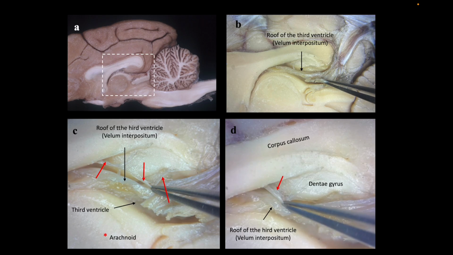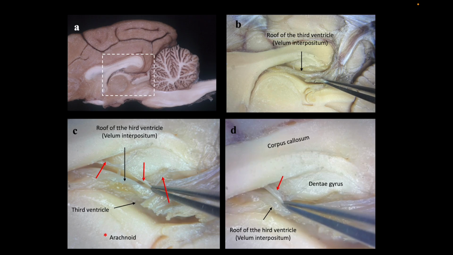So in image B, with the forceps, I am picking the roof of the third ventricle, okay? So in image C, this is very interesting, and image D as well, because you see with the forceps, we are moving down a very thin membrane that is covering underneath the fornix and the dentate gyrus and parahippocampal gyrus, and is located between the parenchyma that is covered by pia mater and the roof of the third ventricle.